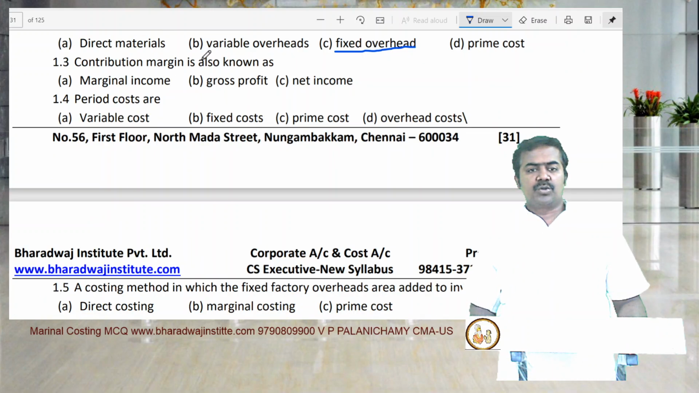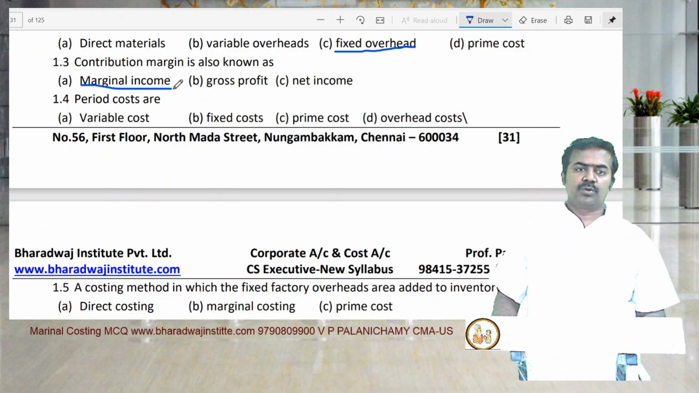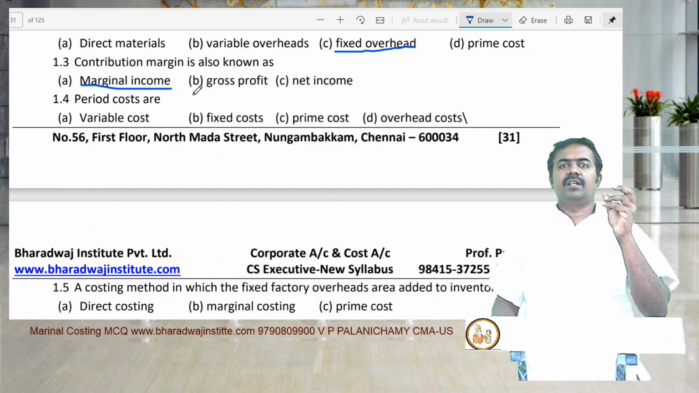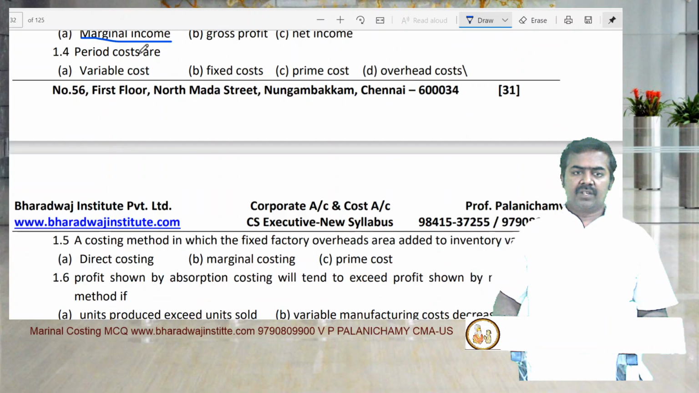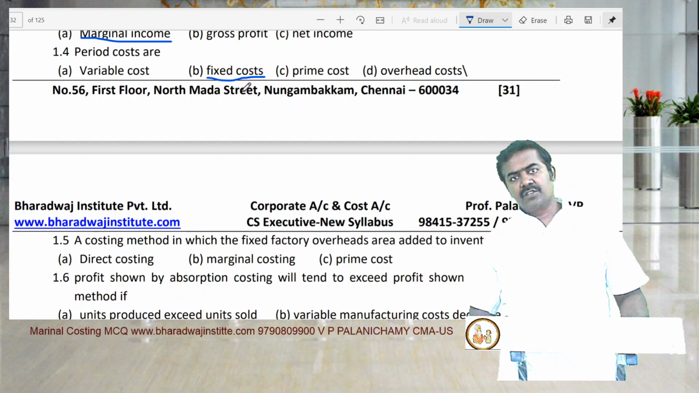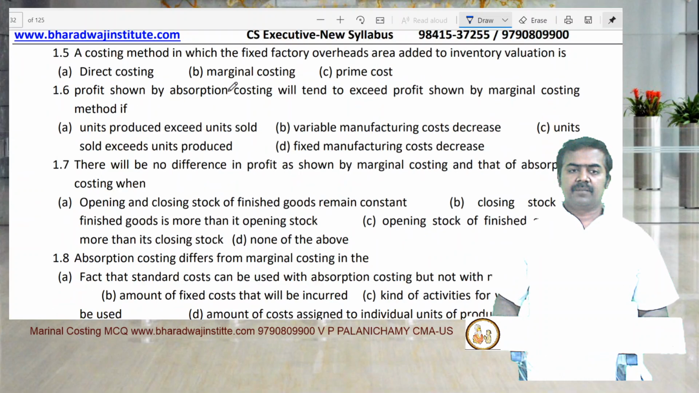Contribution margin is also known as marginal income. When you increase the output, the incremental income, sales minus variable cost, is marginal income. Period cost, otherwise called the costs which are charged in the P&L account. Fixed costs are charged in the P&L account. Product costs are those variable costs. Period costs means the costs that are charged in the P&L account, fixed cost.